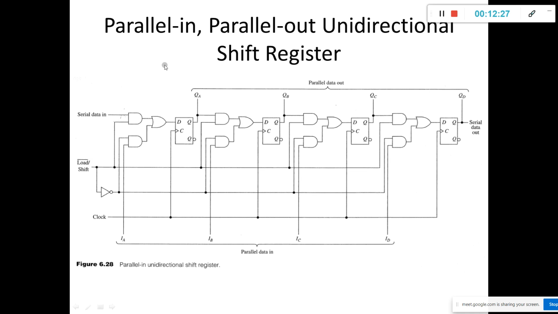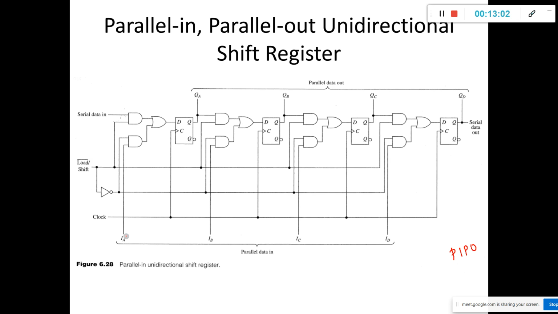So next here, parallel in, parallel out, unidirectional shift register. It is also a parallel in, parallel out, unidirectional shift register. What is this? We sometimes call this PIPO also. PIPO means parallel in, parallel out. But here, it acts as serial in and serial out also. It acts as serial in, parallel out also.